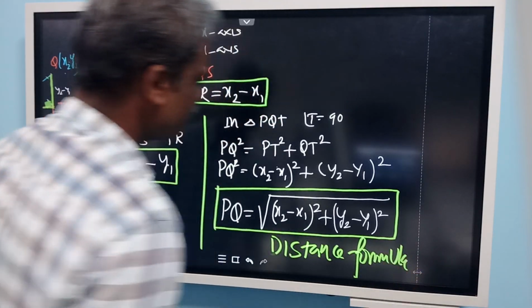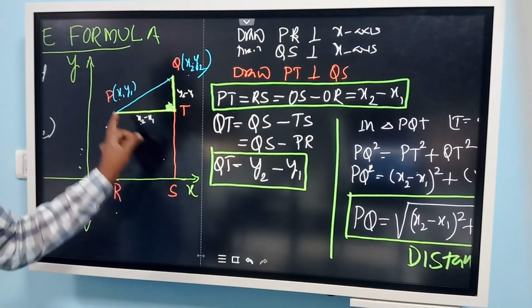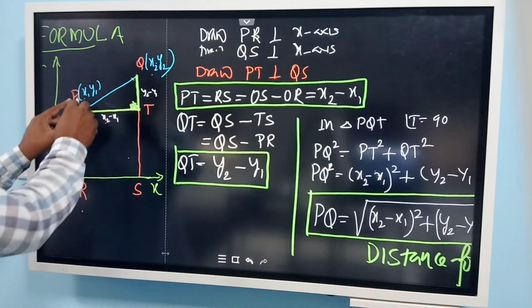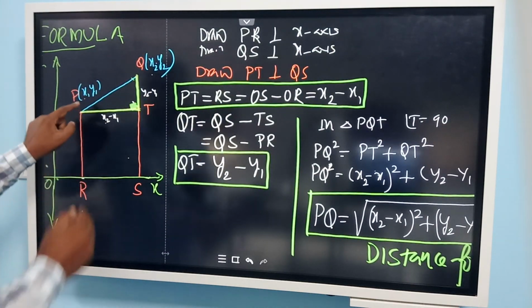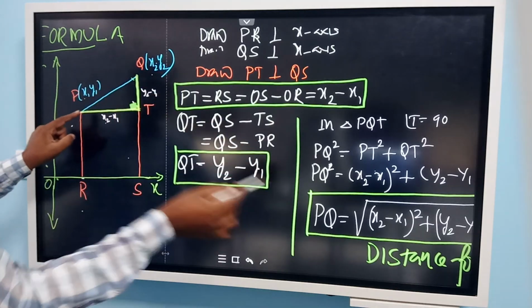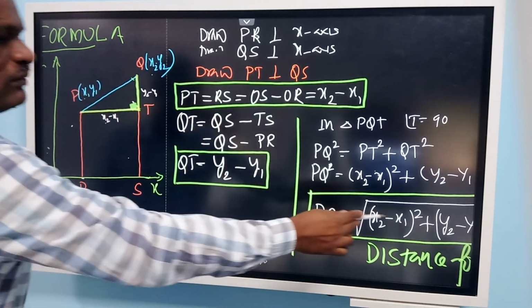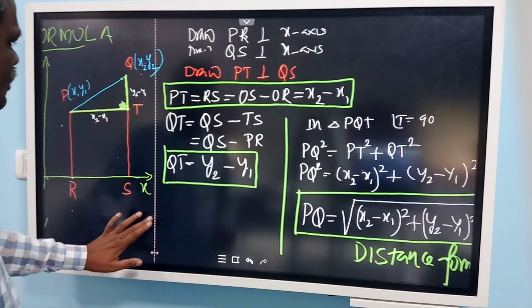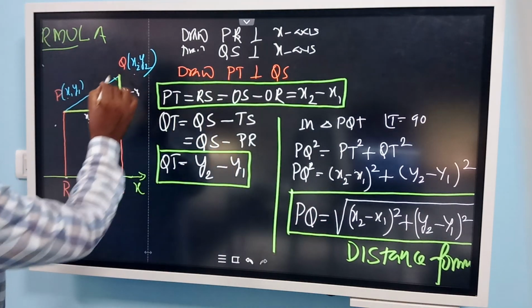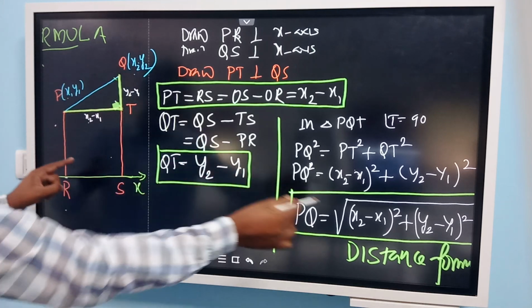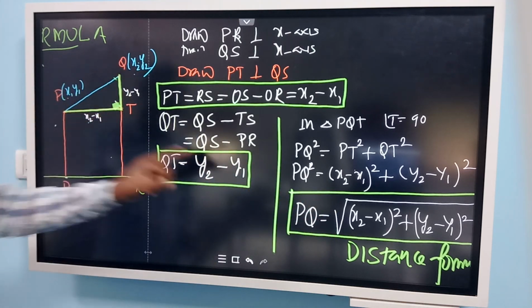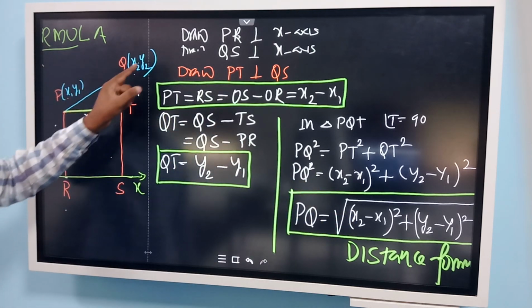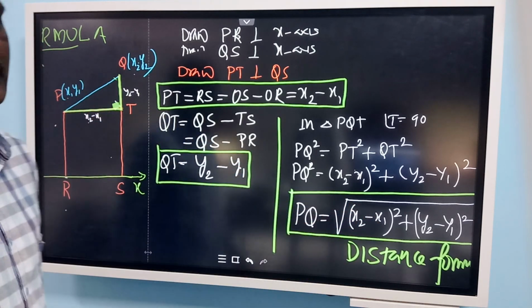Is it clear to all of you? The distance between points P and Q, if these coordinates are known: x2 minus x1 whole square and y2 minus y1 whole square, add them and take the square root. Very easy to remember. For the distance PQ, first subtract the x coordinates, x2 minus x1 whole square, plus y2 minus y1 whole square, and then take the square root.